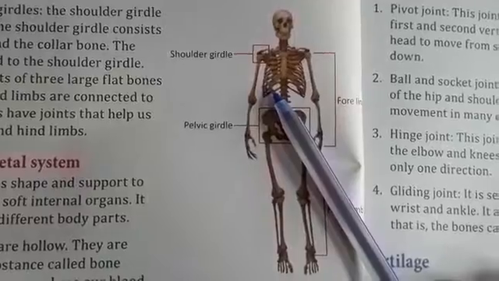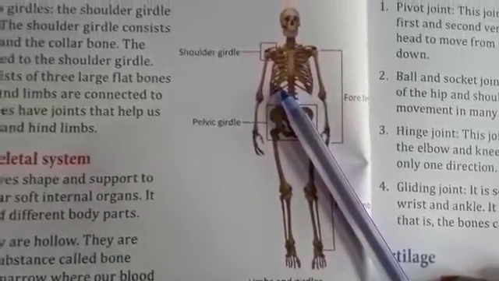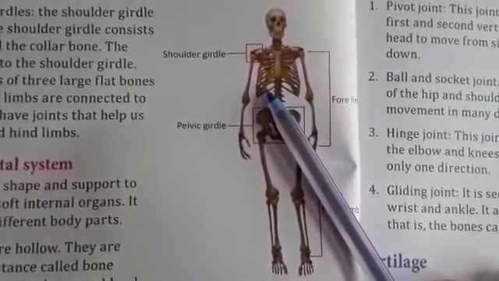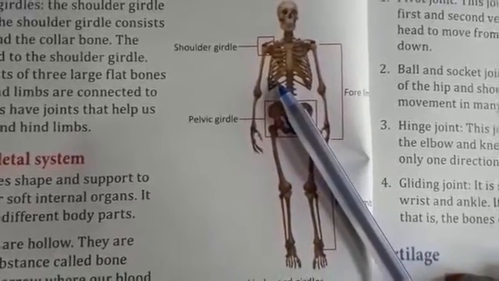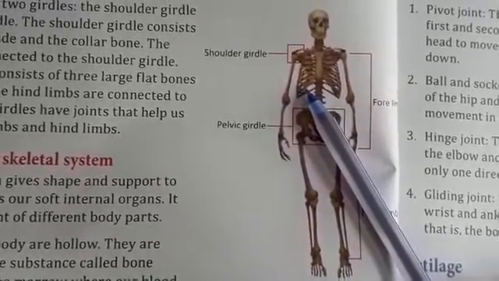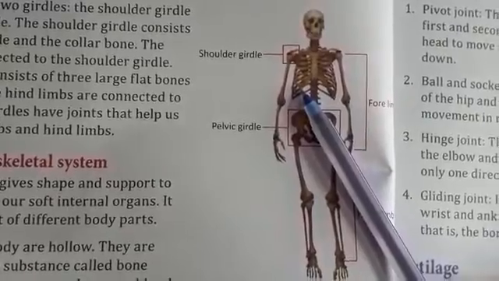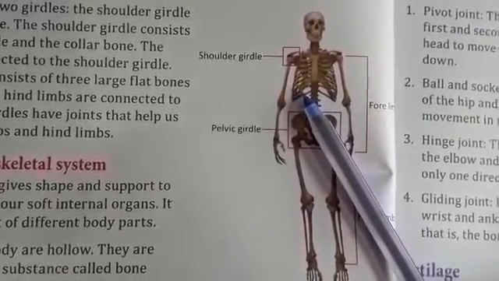Many bones in our body are hollow. They are filled with a jelly-like substance called bone marrow. It is in the bone marrow that our blood cells are made.